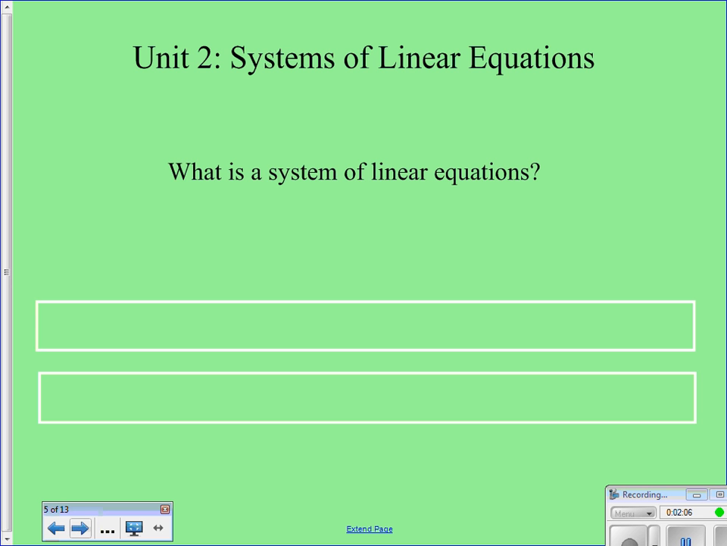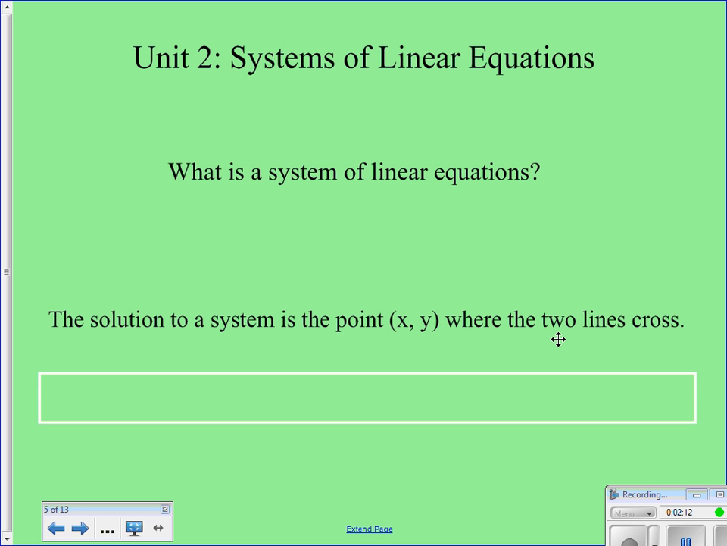All right, so let's talk about systems of linear equations. What is a system of linear equations? Well, first of all, a system of linear equations is a couple of things. So the solution to the system is the point x, y, where the two lines cross. So if I give you a system and I ask you what the solution is, you're going to look at where those two lines cross, and it should be a point x, y.